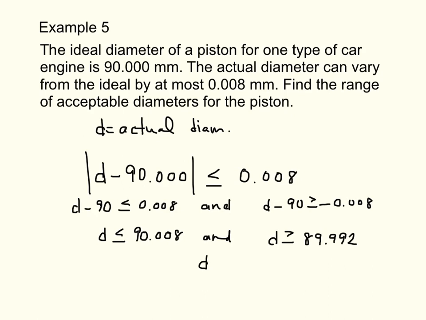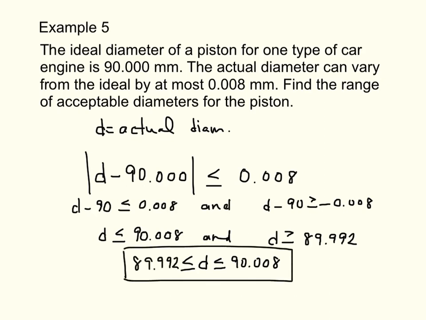Now you can leave it like that, or we could write it as this. The diameter has to be less than or equal to 90.008, but greater than or equal to 89.992 millimeters. So that's how the inequality would look.